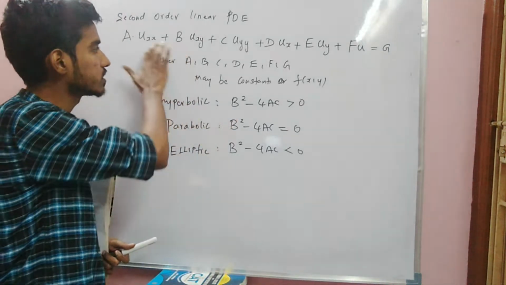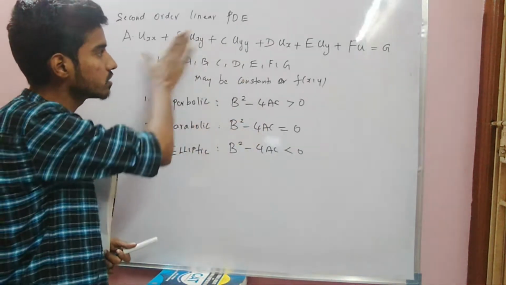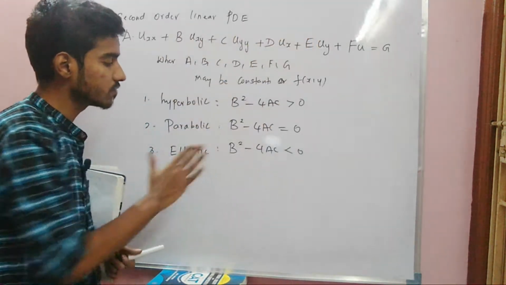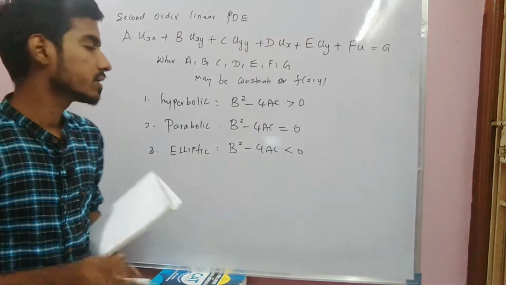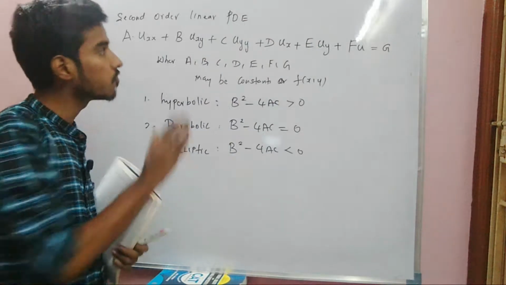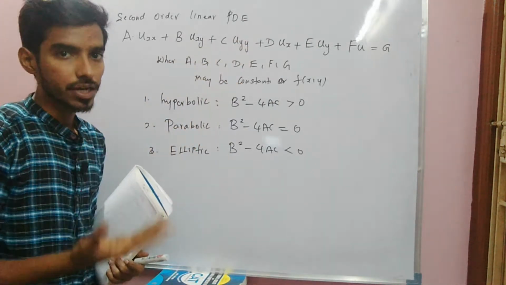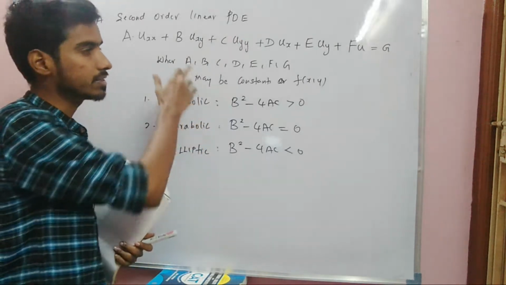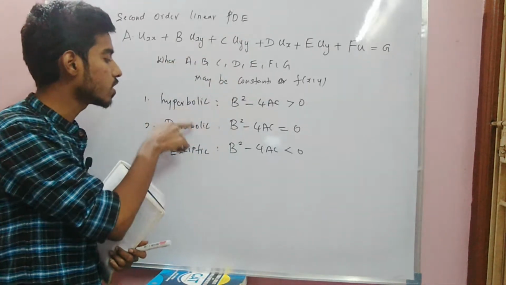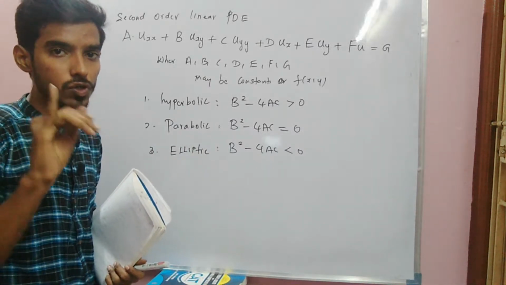So this equation, the second order PDE, will be hyperbolic if this happens. If this happens, it is parabolic, and if this happens, it is elliptic. Now we are going to find the canonical form for this second order PDE. Before getting into that, we know that a second order PDE can be either this form, this form, or this form.